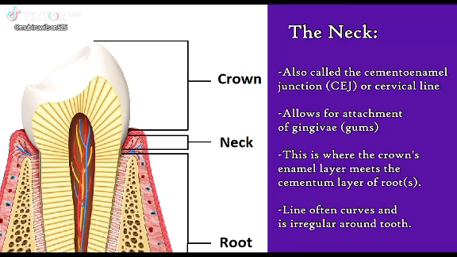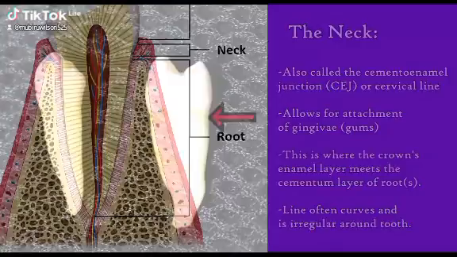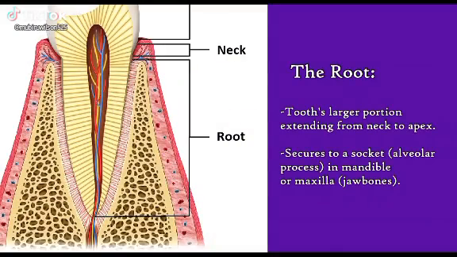The neck of the tooth, also called the cemento-enamel junction or cervical line, allows for the attachment of the gingivae or gums to the teeth, and it represents the area where the crown's enamel layer meets the cementum layer covering the tooth's root. You can usually see the visible line of the neck when you look at an extracted tooth. Finally, you have the root of the tooth, which is the larger portion extending down from the neck or cemento-enamel junction to the root's apex, and it is secured to a socket of alveolar bone in the mandible or maxilla.